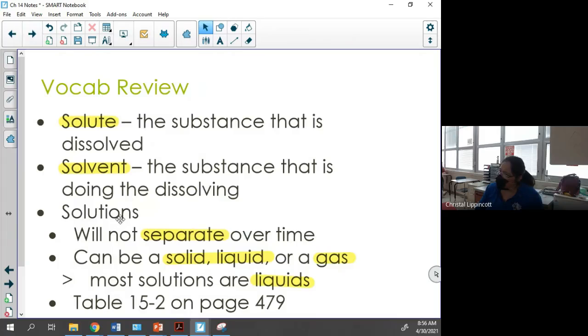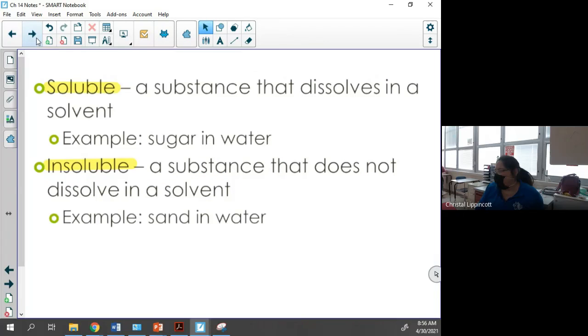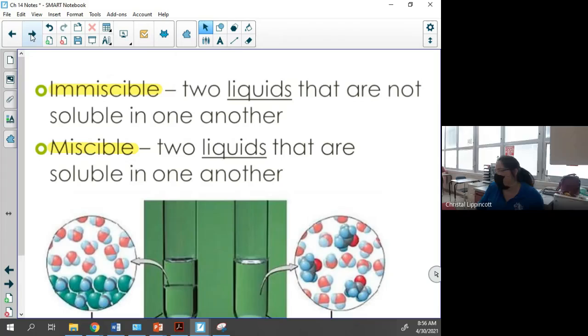Then we talked about solutions, and we had different components to that. We've got the solute and the solvent. The solute is dissolved in the solvent. So for salt water, which would be a solution, the solute would be the salt and the solvent would be the water. Okay. Then gave some examples of that. We talked about solubility. If something's able to dissolve in a solvent, it's soluble. And if it's not, then it's insoluble.